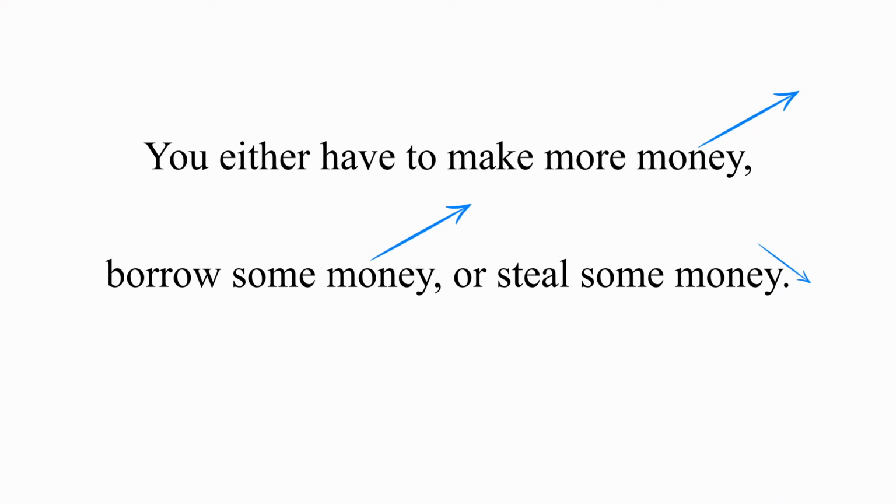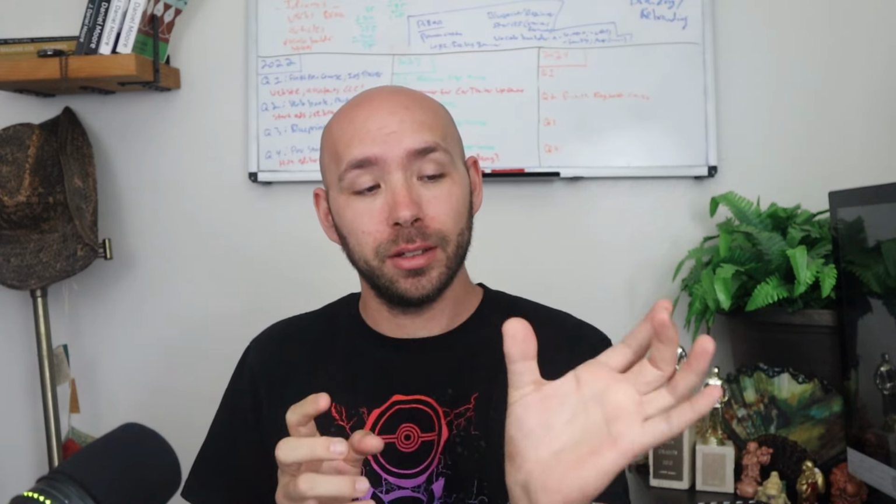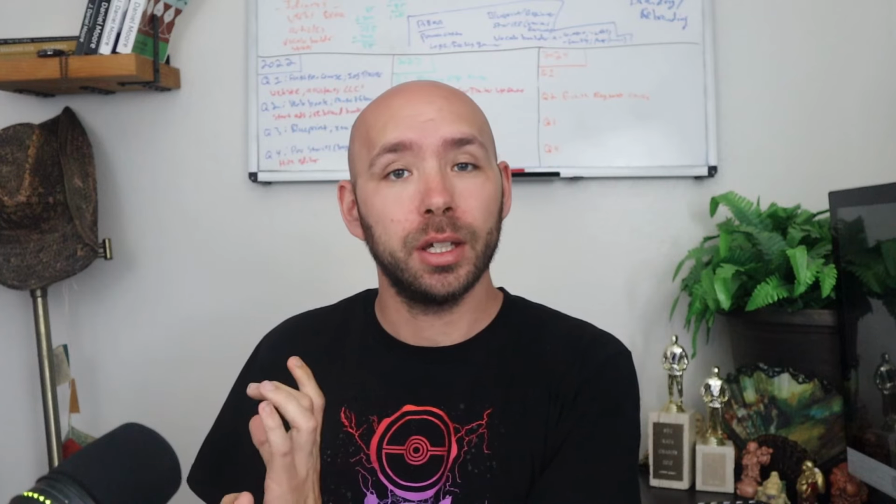Let's make this a little more complex and combine some elements here. You either have to make more money, borrow some money, or steal some money. Now notice I'm using a list here, combining it with or, and I'm not just giving little one-word options, I'm giving more complex options. Okay, so we're still rising on the first option, rising on the second option, falling on the last option.